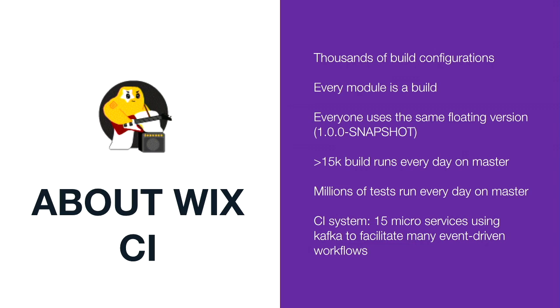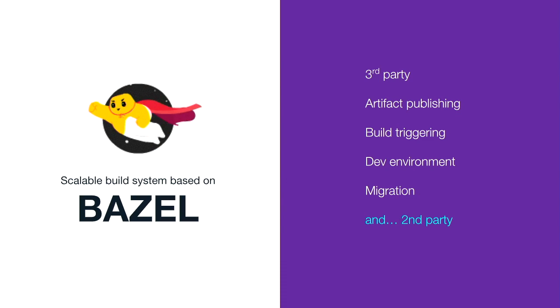And, you know, this is not as impressive as the stats we saw this morning. But still, we stress out our system. We have 15 microservices just in the CI using Kafka to facilitate all of that. And still, we brought it to its knees. So we needed to build a new system. And that's what we've been hard at work.